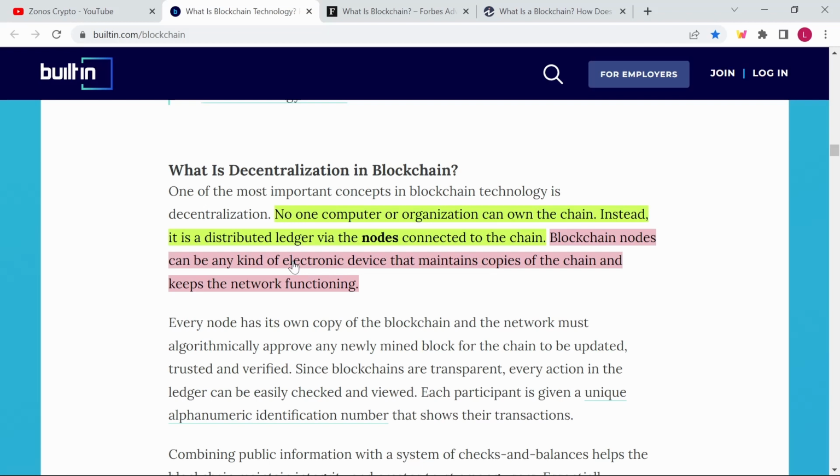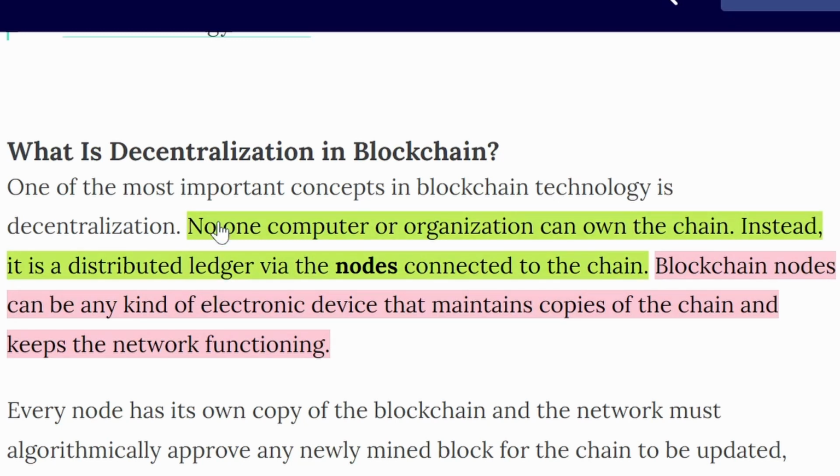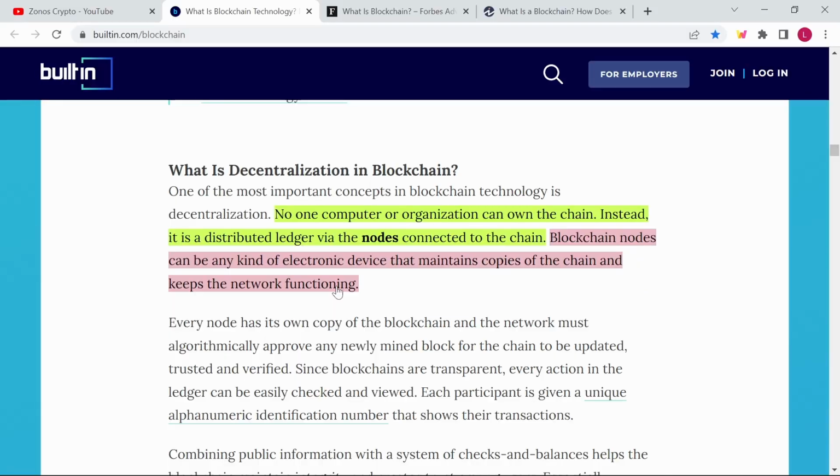So what is then decentralization in the blockchain? Think of it like that no one computer or organization can own the chain. Instead, it is a distributed ledger via the nodes connected to the chain. Blockchain nodes can be any kind of electronic device that maintains copies of the chain and keeps the network functioning. People who are securing the blockchain are having a node, and they help the blockchain become better and, as said, more secure. This is where you can also run a node, for example.